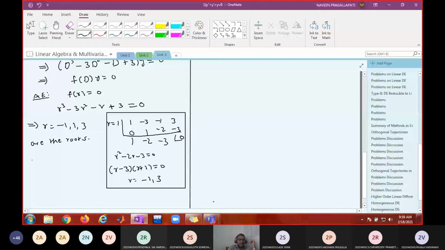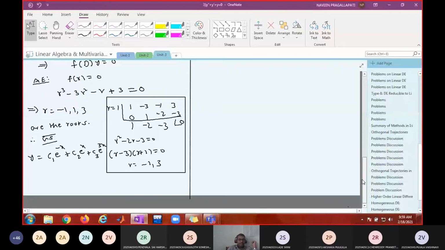Therefore, what is the general solution? Because these roots are real and distinct. Can you tell me the general solution? C1 e power minus x plus C2 e power x plus C3 e power 3x. Do you agree? Yes, sir. Is that fine? Right. So that is how we solve the differential equation.